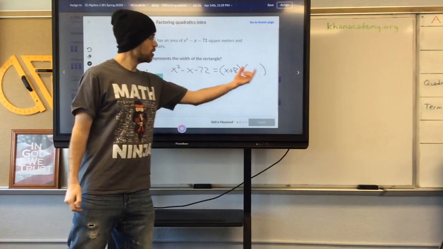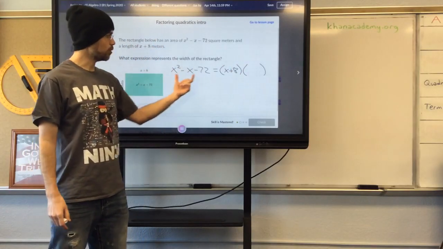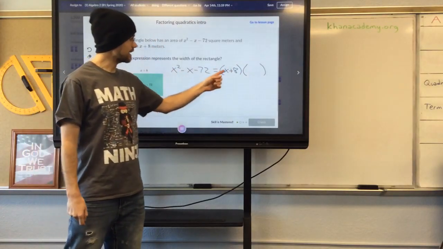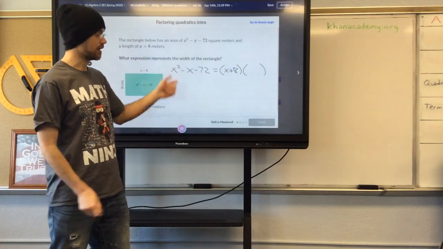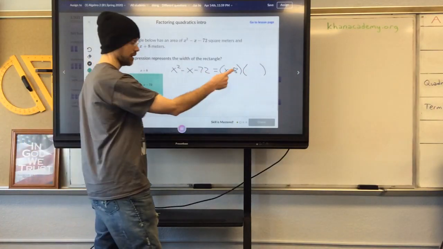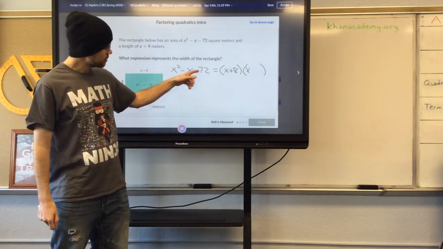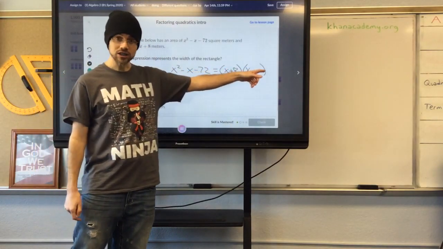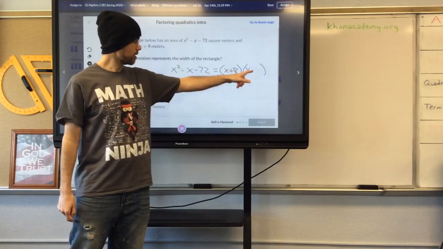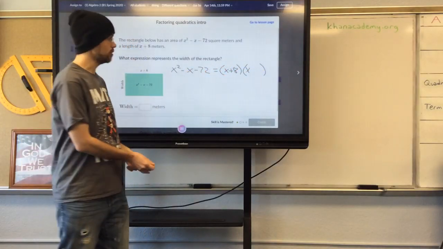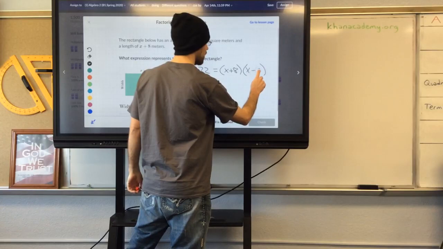So we need another binomial so that when we multiply it, it gives us this. Well, x times our first term is going to give us our x squared, so that has to be x times x. Then I need to get a negative 72 when I multiply my constants. So 8 times something gives me negative 72. That'll be negative 9.